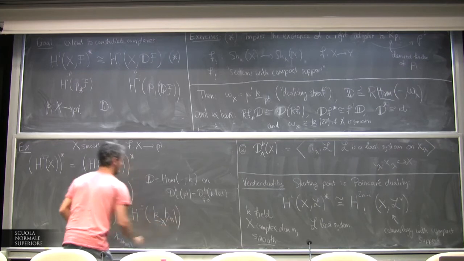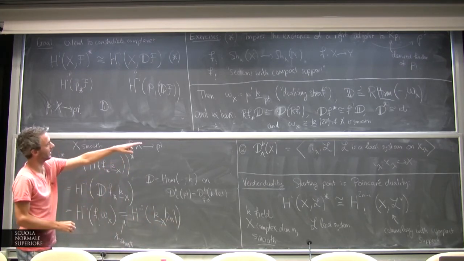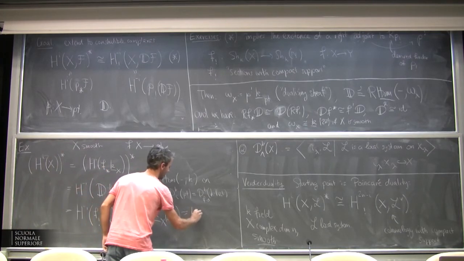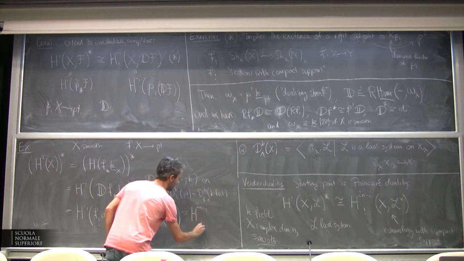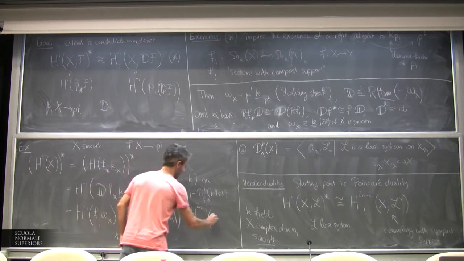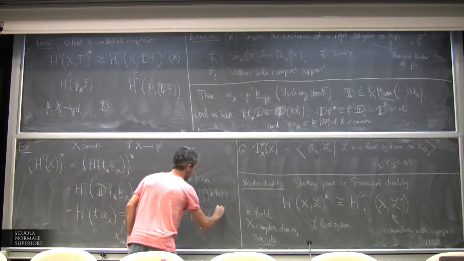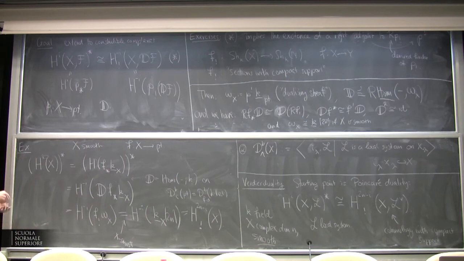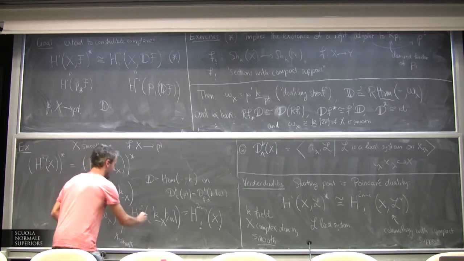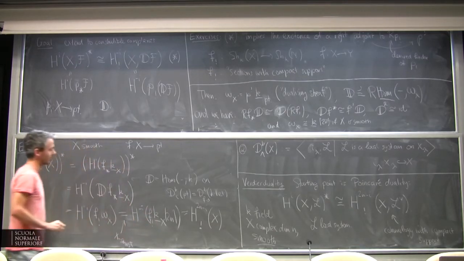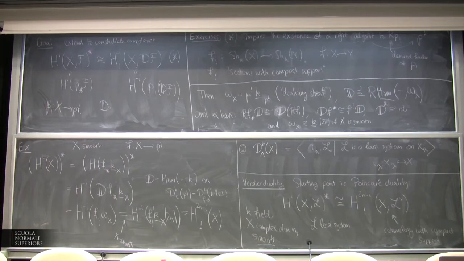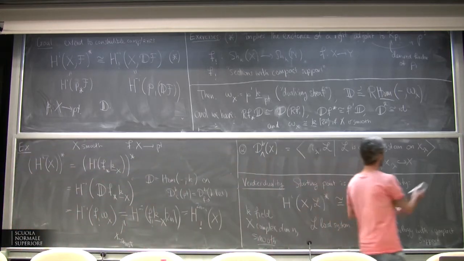K_X to n, where we use this property, and so this is H to n minus i of the derived pushforward of the constant sheaf to a point using lower shriek, which is cohomology in complex. And there are some shifts in here that might not be obvious if you're not so familiar with the derived category, so it's probably nice to go through the shifts.